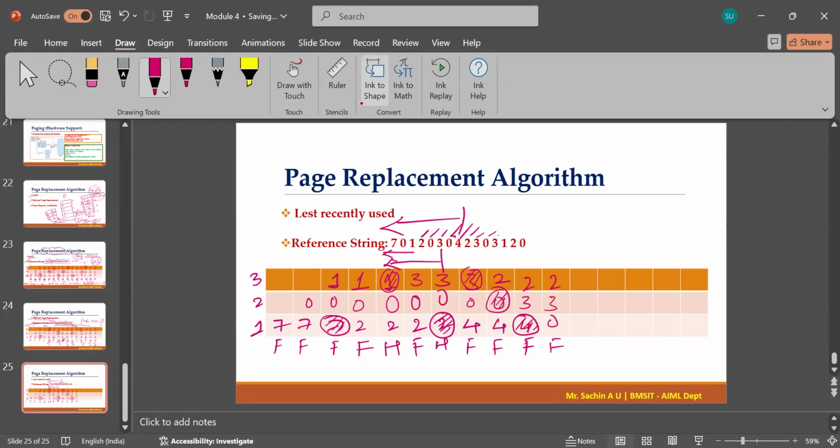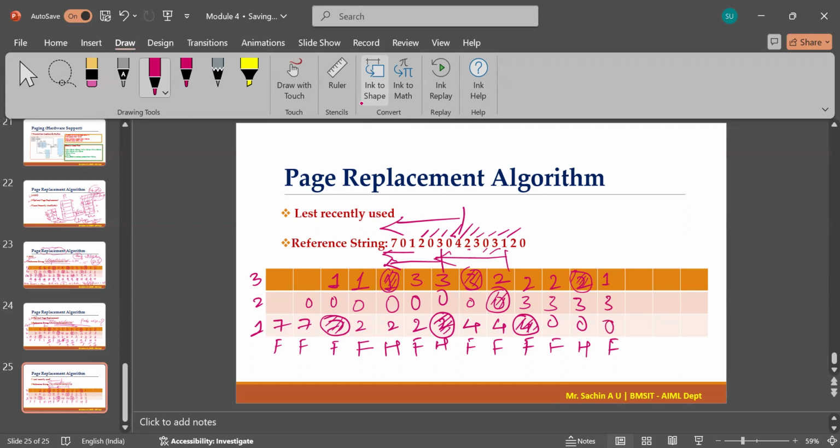And now after 0, I'm looking for 3. 3 is already present in the main memory, so I can mark it as hit. And after 3, I'm looking for 1. Yes, 1 is not present. I will mark it as fault. But before 1, which was least recently used? 3 was used, 0 was also used, 2 was very far used. So I will replace 2 by 1.